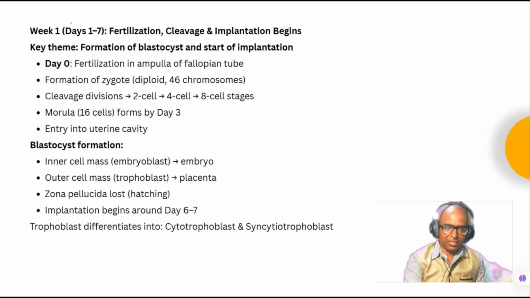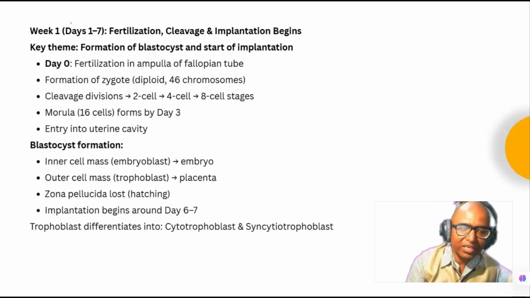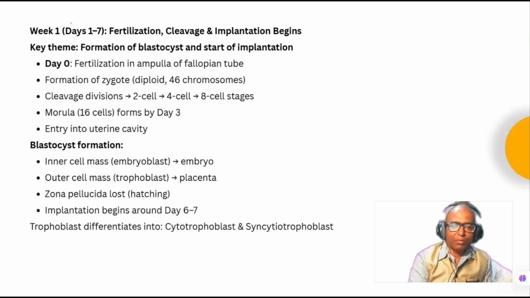Then the cleavage begins. You will have the 2-cell stage, 4-cell stage, 8-cell stage. Morula is a 16-cell stage. It forms by day 3, and it enters the uterine cavity. Whenever you are learning about embryology, please see the timing: at what time what is happening? There are questions on the various stages, like the morula, 16-cell stage, formed by day 3. So you should remember these timings also.